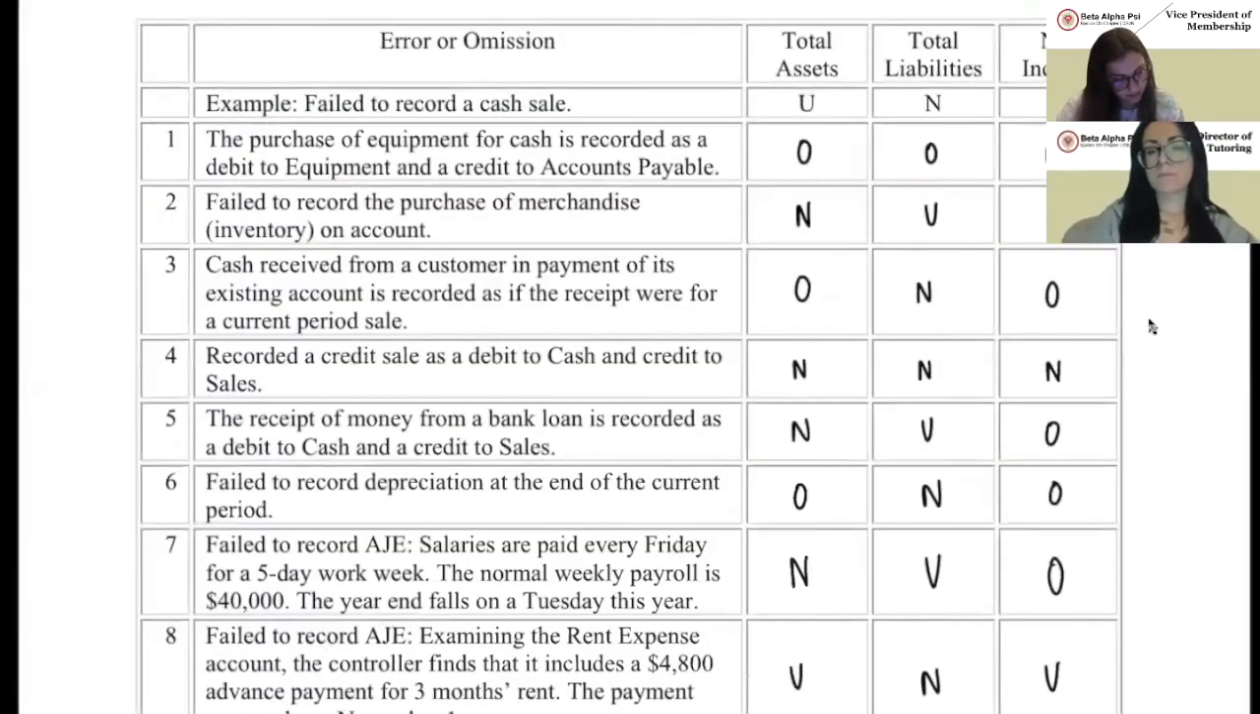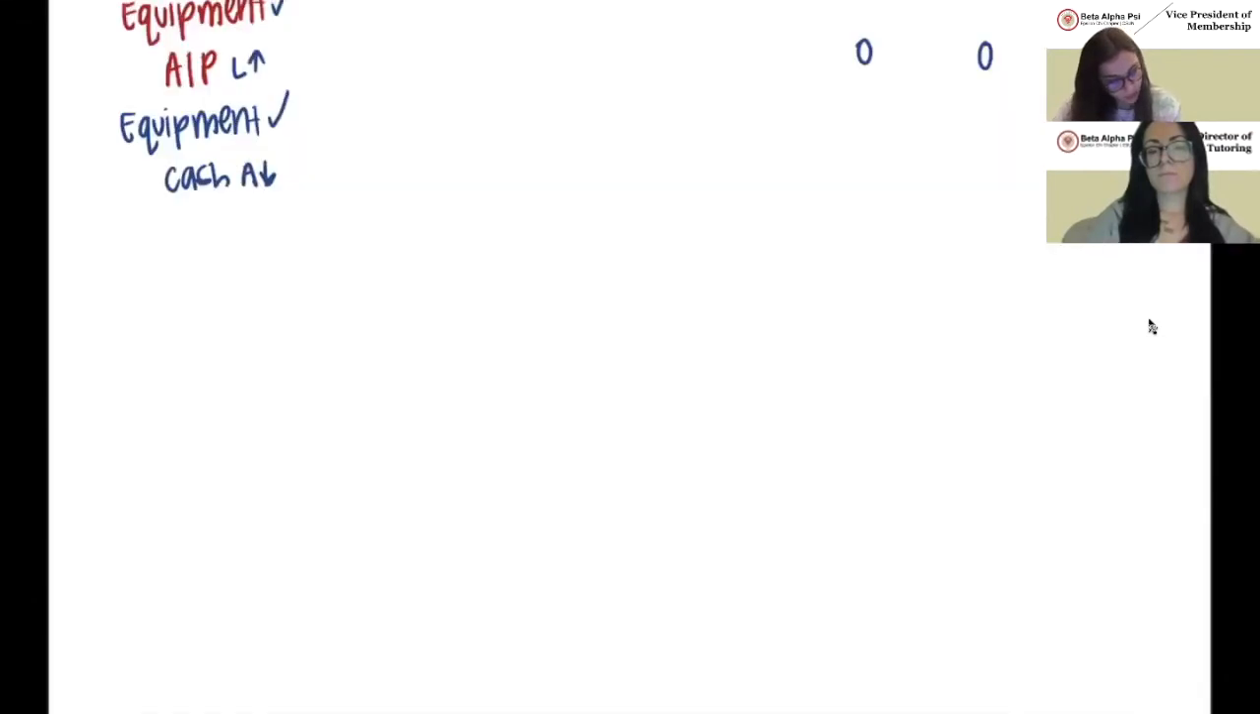All right, moving on to number 2. Failed to record the purchase of merchandise, which is inventory, on account. So they just failed to record this transaction. So let's see what the transaction would be. They bought it on account, so we didn't pay cash for it yet.